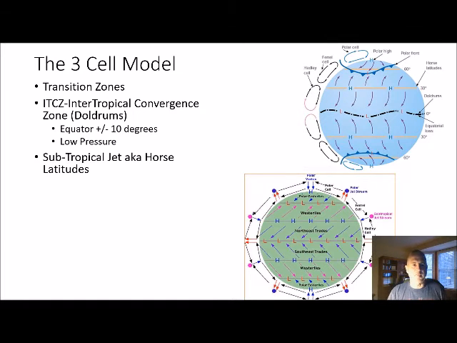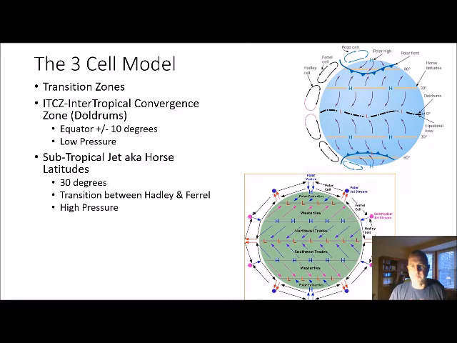The subtropical jet, aka the horse latitudes, is that area between the Hadley and the Ferrel cell. It's about 30 degrees.